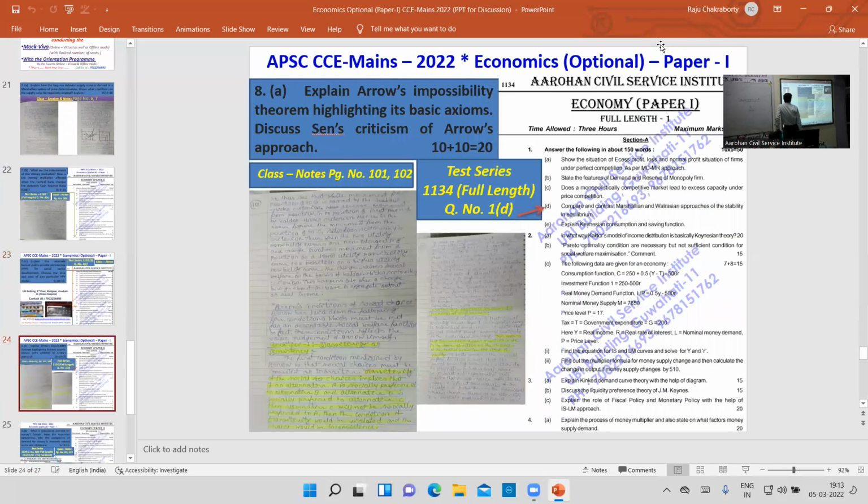questions number 8A: explain Pareto optimality, highlighting the basic assumptions, and discuss criticisms of the Pareto approach. The second part of this question is a little bit high. General criticisms should be taken in the class discussion. The first part is coming from welfare economics. We also have this in the test series.